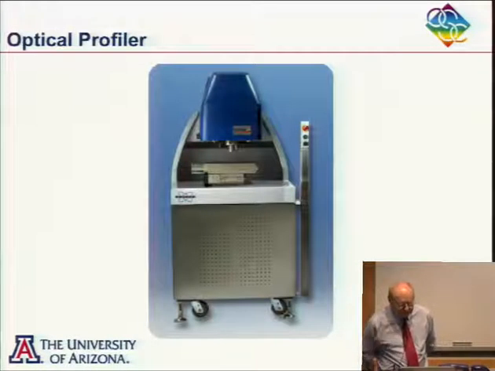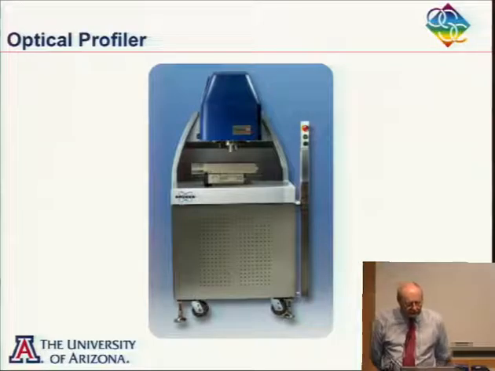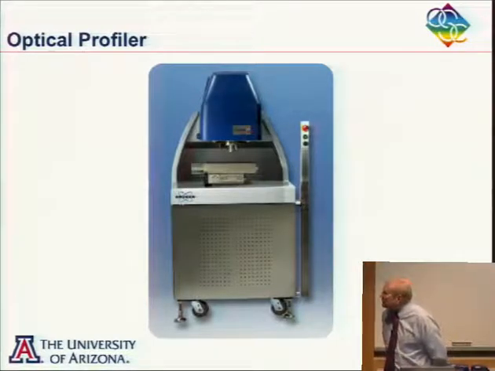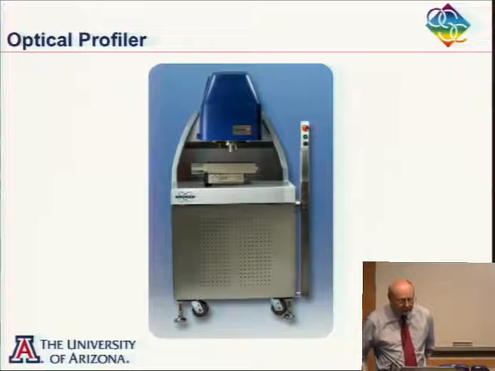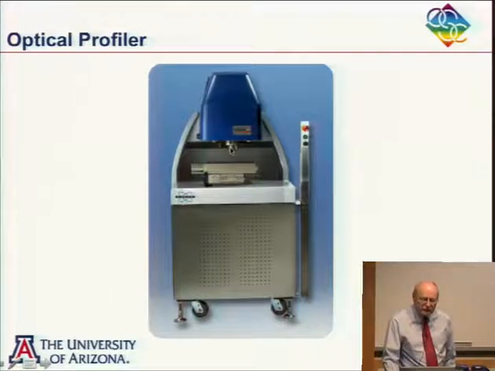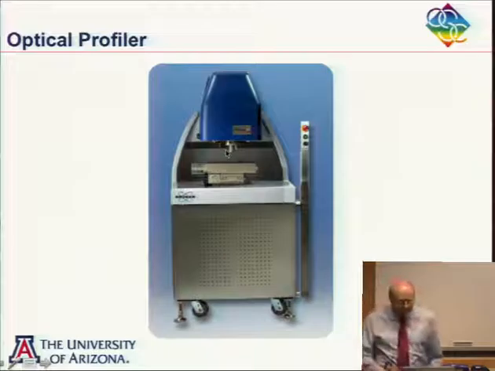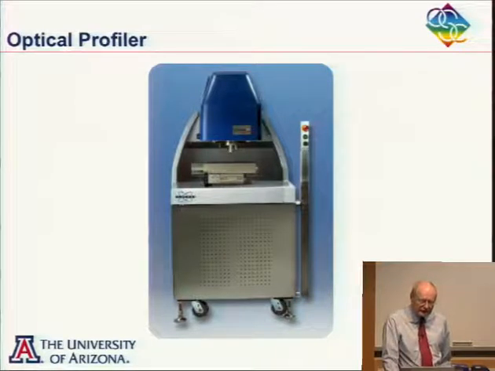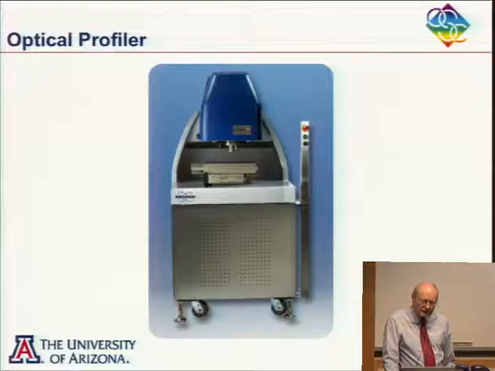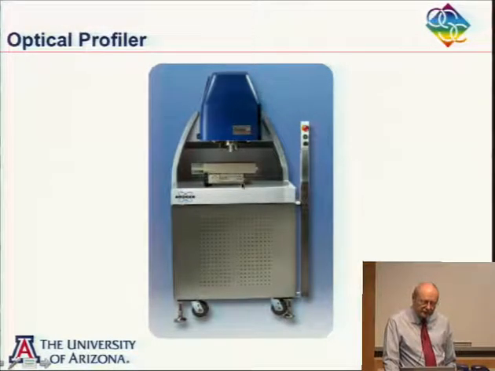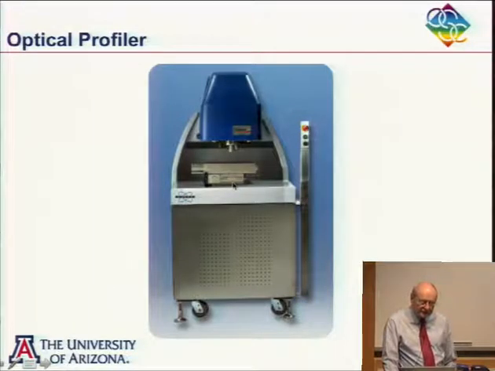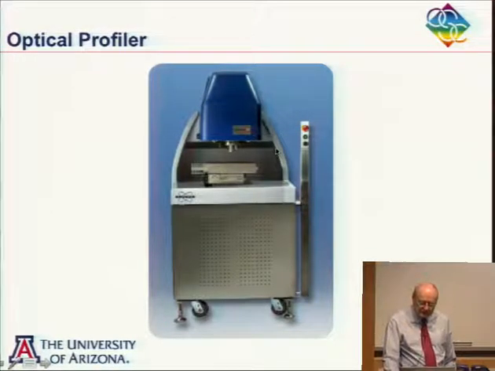So I'll just show a picture of one of these. This is one off the Bruker website, so it's one of the current ones. So here we have the objectives probably mounted on a turret there, so you can change the magnification. And the source, which I think is LED in this case, and camera and everything are up here. And I think this system probably works both with the phase shifting and with the coherence probe, vertical scanning approach.